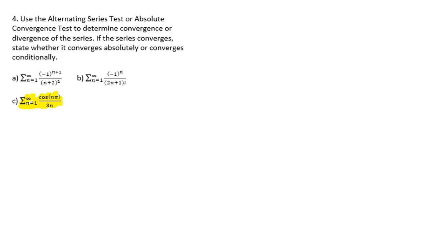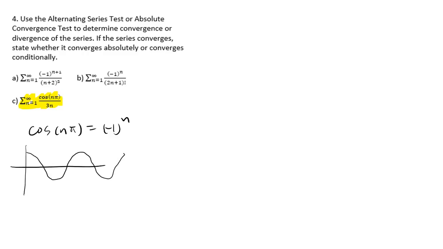But part C, one thing that you have to know about cosine n pi is that this is the same as negative 1 to the nth power. That follows from the graph of cosine. The cosine graph goes like that, and at pi it's negative 1, at 2 pi it's positive 1, at 3 pi it's negative 1, and at 4 pi positive 1. So if you look at integer values times pi, the cosine goes negative 1, 1, negative 1, 1. So it alternates signs just like negative 1 to the nth power. This is always true for any integer n.